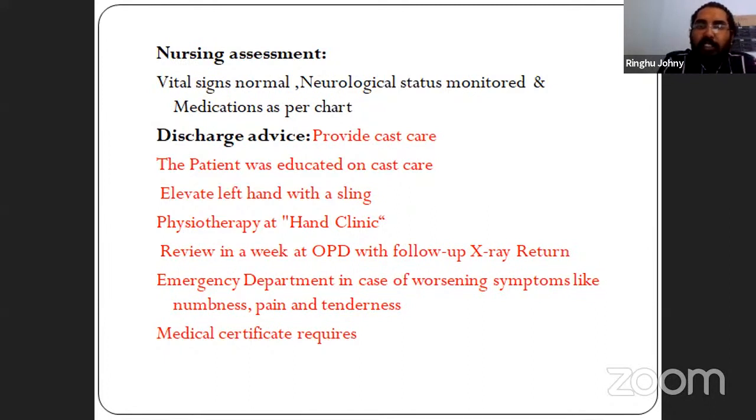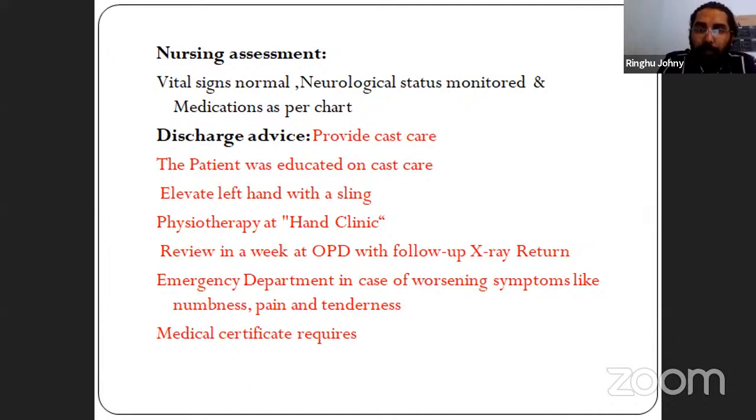Next comes the discharge advice. Definitely in this letter, whatever is provided here is all relevant data. The nurse is supposed to provide him cast care. He was already educated, so maybe she can re-educate him when she is providing the cast care. Next, he needs to elevate the hand with a sling. Mr. Deeb needs to attend physiotherapy at the hand clinic.